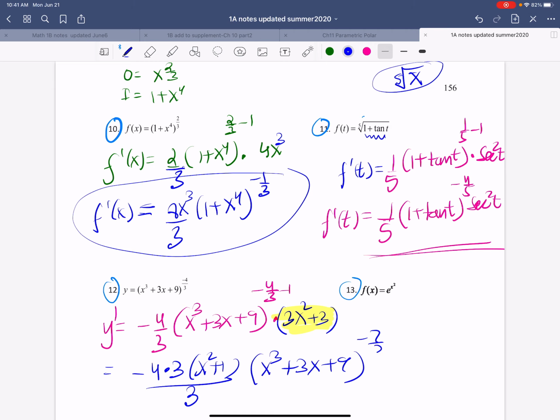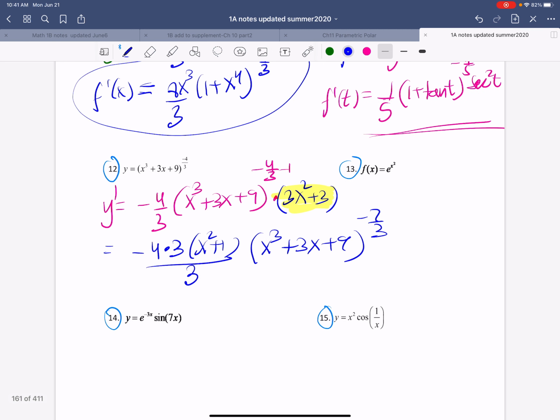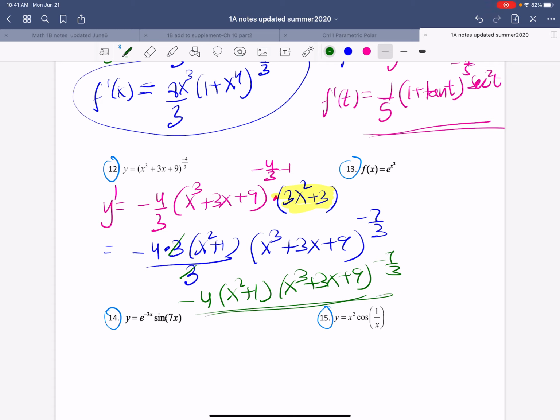That would be to the negative 7/3. Cancel out the 3's here. So negative 4 times x squared plus 1, over x cubed plus 3x plus 9 to the negative 7/3. And that's going to be our derivative in this case. We pulled out 3, so negative 4 times x squared plus 1 is correct. That is perfect. All right, this is a 7.